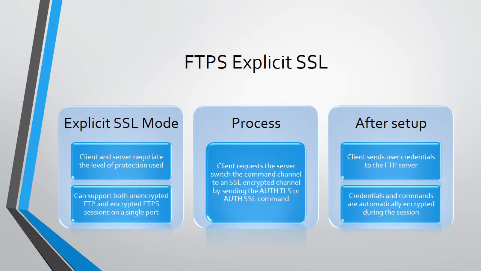FTPS explicit SSL mode requires the client and server to negotiate the level of protection to be used. This is more convenient because the server can support both unencrypted FTP and encrypted FTPS sessions on a single port. The process begins with a client establishing an unencrypted connection to the FTP service. Prior to confidential information being exchanged, the client requests the server switch the command channel to an SSL encrypted channel by sending the AUTH TLS or AUTH SSL command. Once this is successful, the client sends the user credentials to the FTP server. The credentials and commands are automatically encrypted for the remainder of the session.